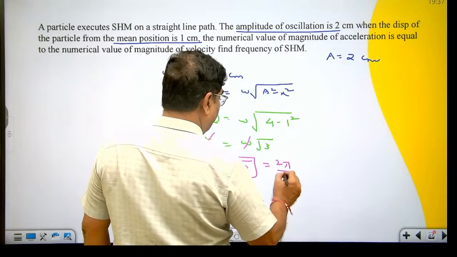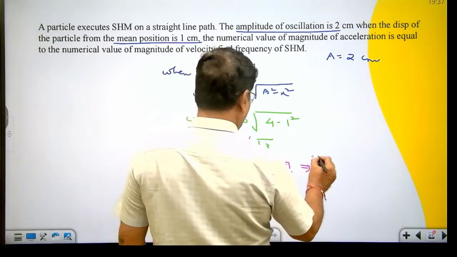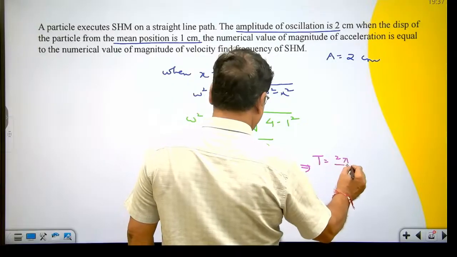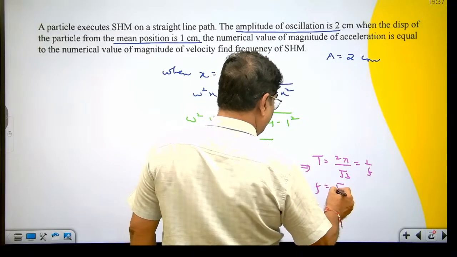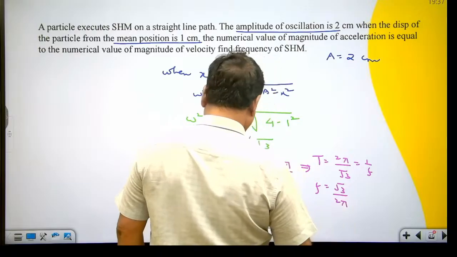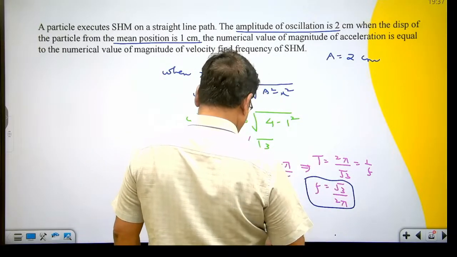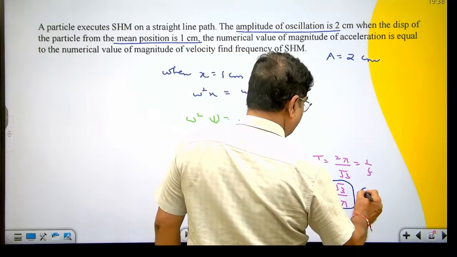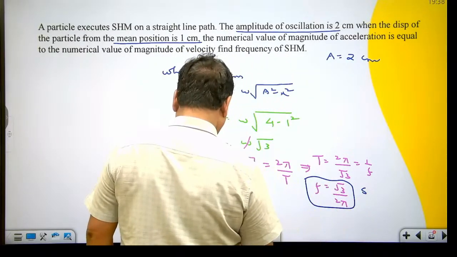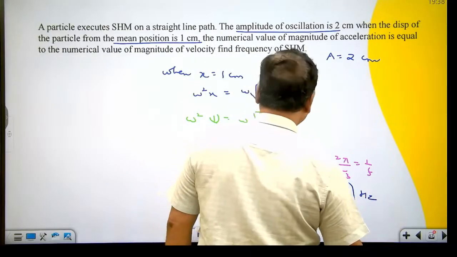And what is omega? Omega equals 2 pi upon T. So in this question, T is 2 pi upon root 3. And T equals 1 upon f. So frequency is root 3 upon 2 pi. This is the answer to the question. Okay. Cycle per second or hertz.